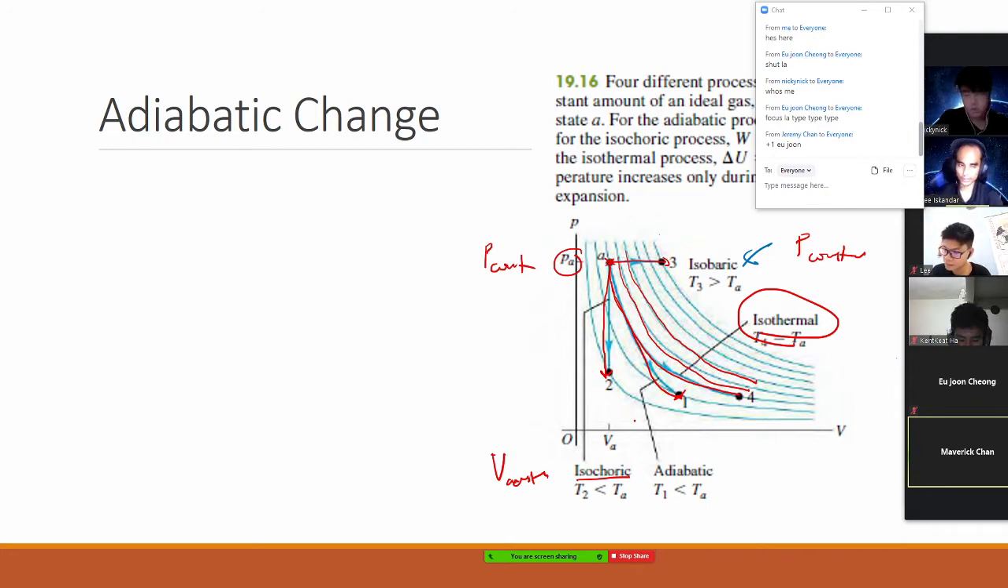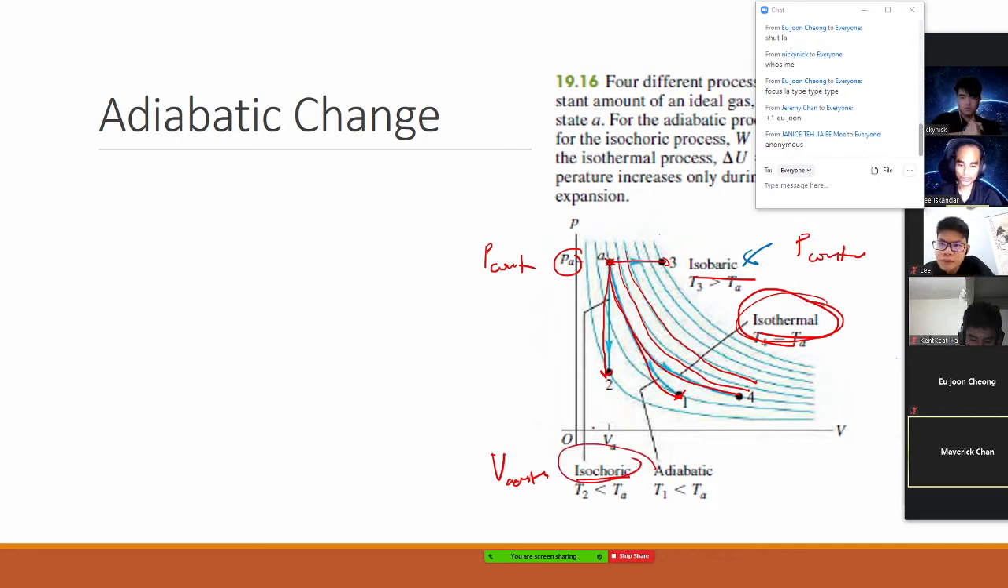So you can see there are three processes we have to remember. Isobaric, constant pressure; isothermal, constant temperature; and isochoric, constant volume. And adiabatic is a process where Q in and Q out will be zero.